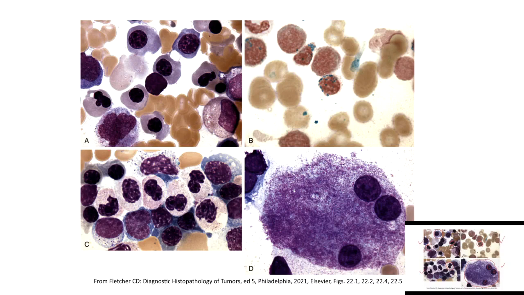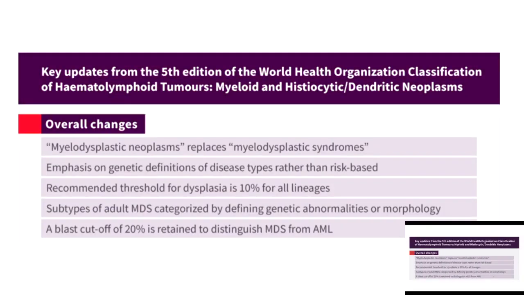So while this may not have progressed to an acute leukemia as such, there is definitely a likelihood of progression to acute leukemia if more than 20% blasts accumulate in the bone marrow. Recently, there have been some updates on the myelodysplastic syndromes. It seems that the preferred terminology would now be myelodysplastic neoplasms, and a lot of emphasis on the genetic criteria for defining a disease rather than just using morphology or a risk-based approach.